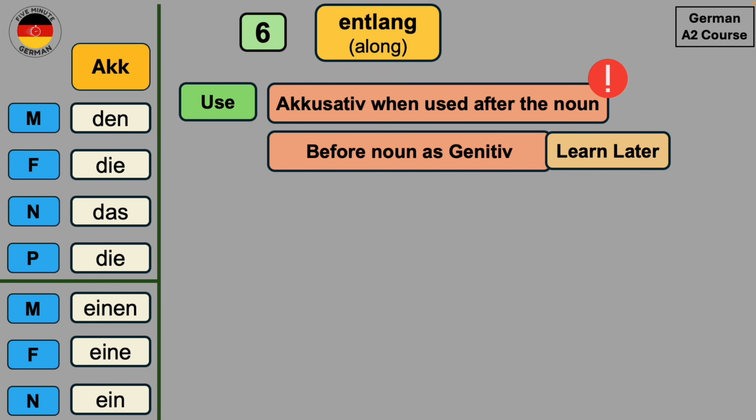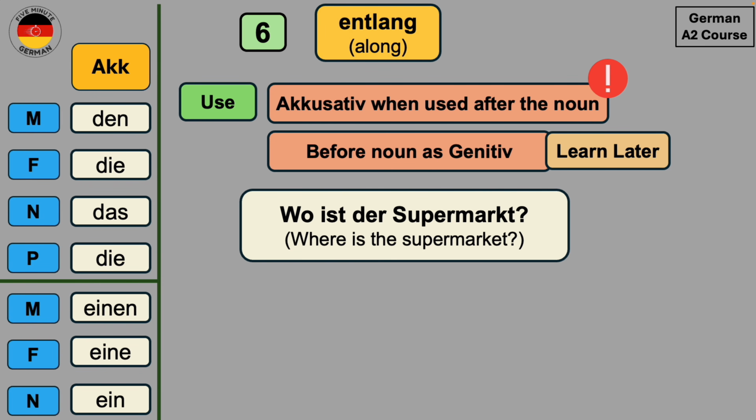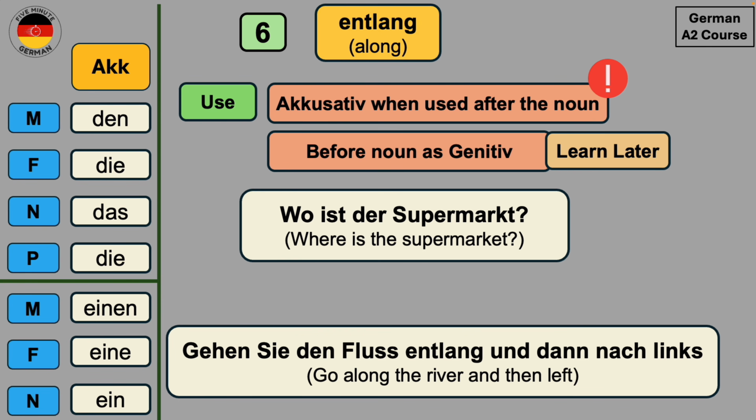So if somebody asks you, Wo ist der Supermarkt? Where is the supermarket? Then you can say, Gehen Sie den Fluss entlang und dann nach links. Go along the river and then left. So you see over here we have used entlang after the noun, which is Fluss, but we have used den Fluss, which is the definite article for masculine in accusative.